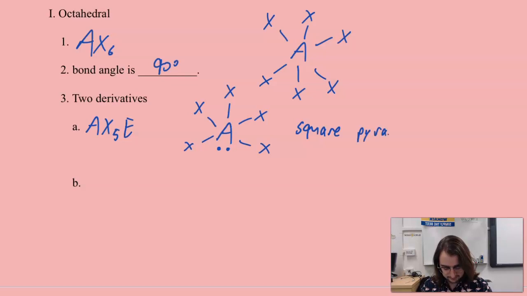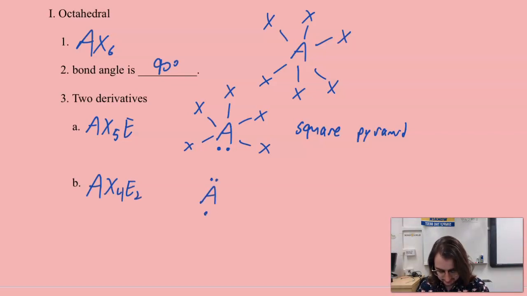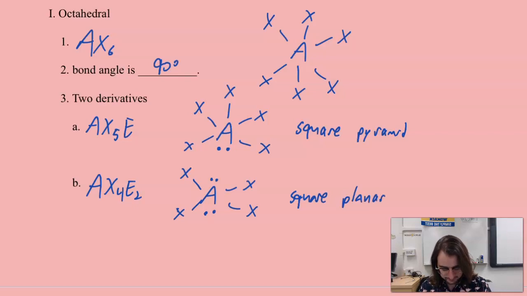Imagine it like the bottom is a base and there's one sticking up at the top, square pyramid. And then we have AX4E2, and that is where we have lone pairs on both the top and on the bottom. And this one is what we call square planar. Now imagine that we have 2 sets of lone pairs on the top and the bottom, and it flattens out everything, making just a square shape.